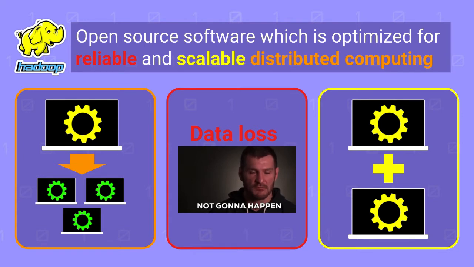Another interesting aspect about Hadoop is that it's designed to handle large files. How does Hadoop achieve this? When you store a file in Hadoop, the file will be split in smaller pieces, and each piece is stored in a different machine within the cluster. Plus, each piece is copied in several machines, so there are replicas in different machines to avoid data loss. Alright, so what's Hadoop again? An open source software optimized for reliable and scalable distributed computing.